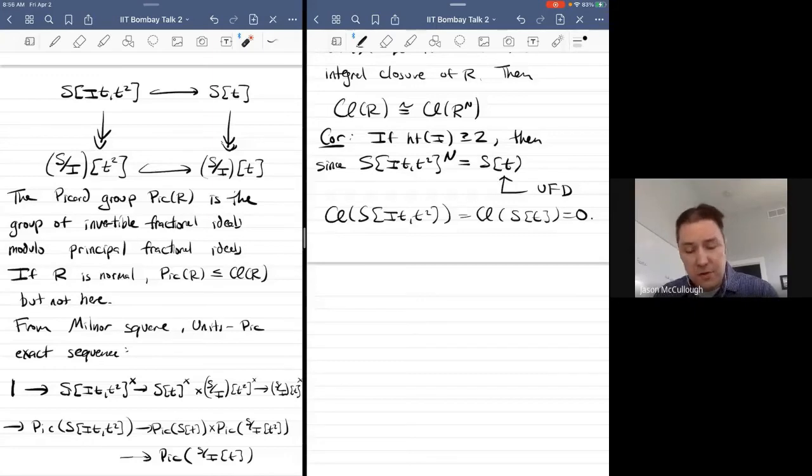On the other hand, Rees-like algebras are almost never going to be UFDs. So you get a lot of examples of rings for which the class group vanishes, but they're not UFDs.